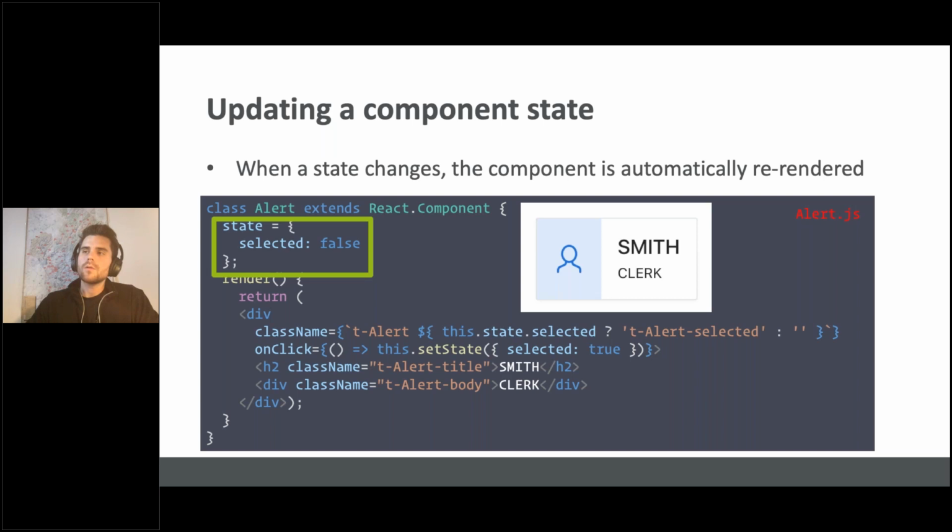To illustrate this, we created a state called selected, which is basically the concept of clicking on this alert box and selecting it. The requirement for this example is that whenever I click on this alert box, it turns green with a check mark. At first, when I load the page, this alert box is not selected.